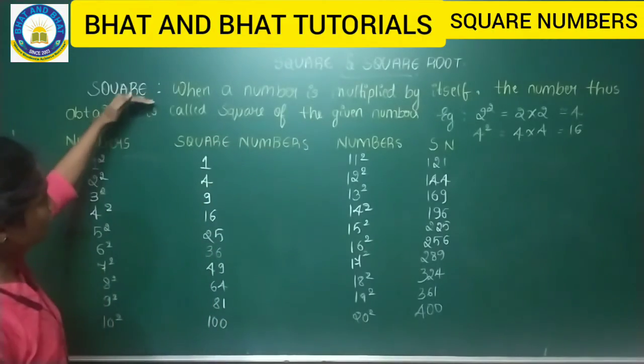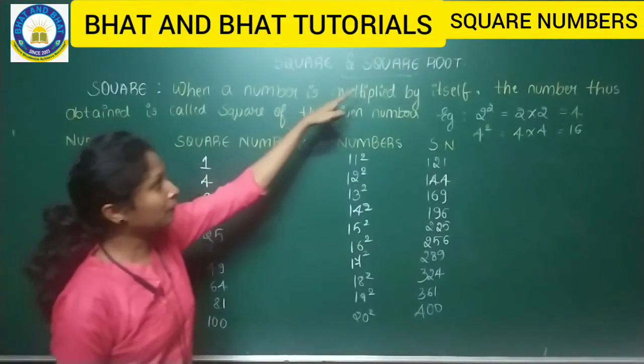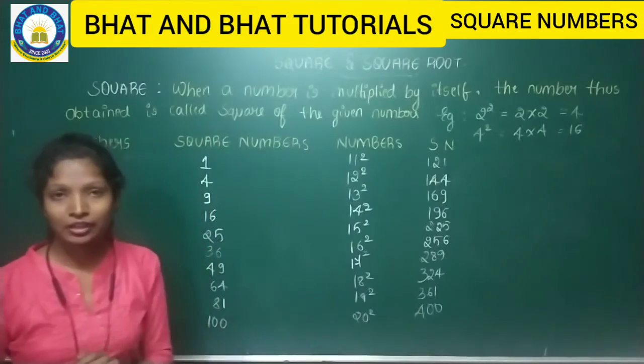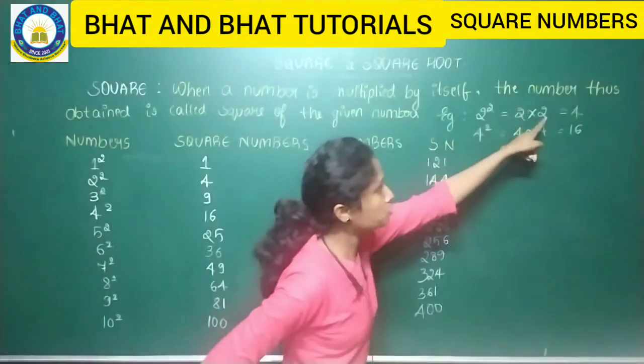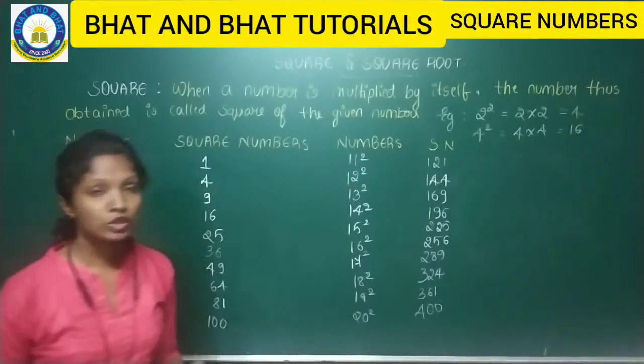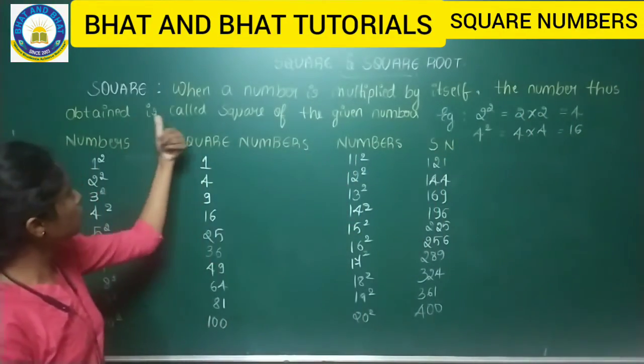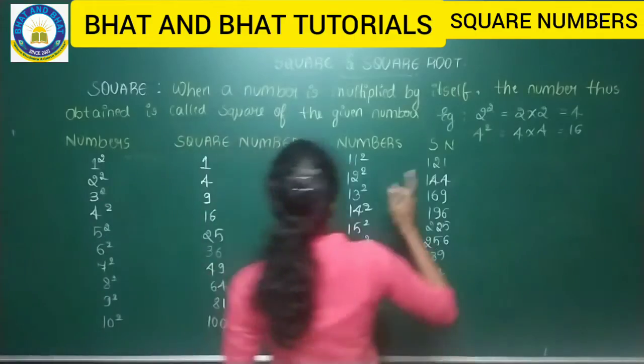See here, square: when a number is multiplied by itself. I have one number and that number will be multiplied by the same number, that is 2 into 2. At that time my answer will be 4. The number thus obtained is called the square of the given number.